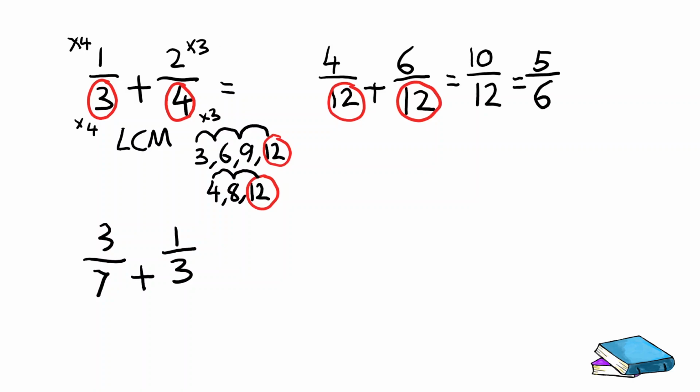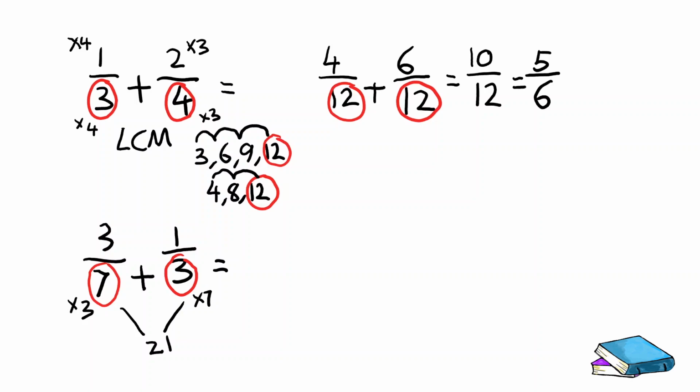In the case of the second example now, we can see again that the denominators are different. So we need to figure out what the lowest common multiple of 7 and 3 is. The lowest common multiple between these two numbers is actually 21. To get from 7 to 21, we multiply the bottom by 3, and to get from 3 to 21, we multiply the bottom by 7.